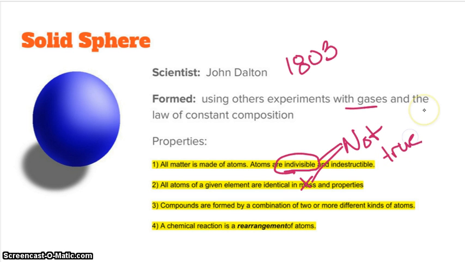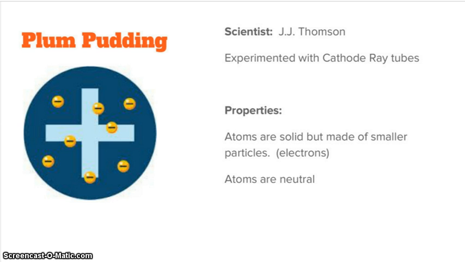This was a very simple model that was created by Dalton, and it took a little while for anybody to actually change it, but for the evidence at this point in time, over a couple hundred years ago, this worked out. It didn't change until around 1900, just before, in 1897.